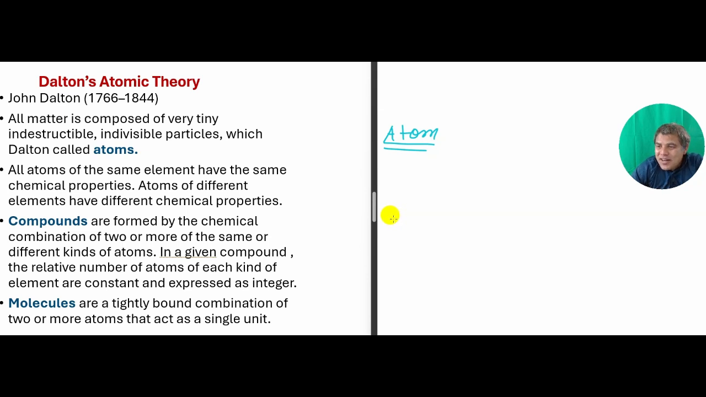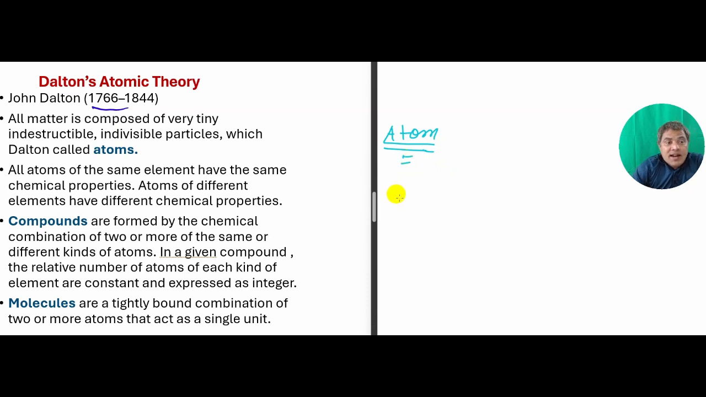Very long ago, right? 1766. Can you imagine? Since then, Dalton gave one theory. What Dalton says is that all matter is composed of very tiny, indestructible, indivisible particles, which Dalton called atoms. Dalton gave the name of these smallest particles as an atom.